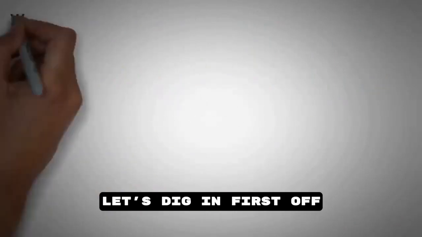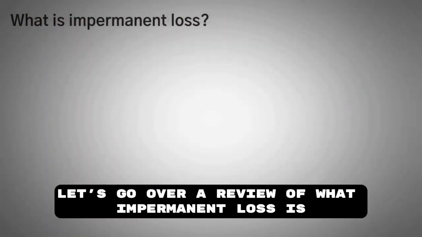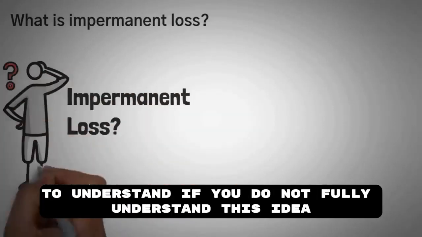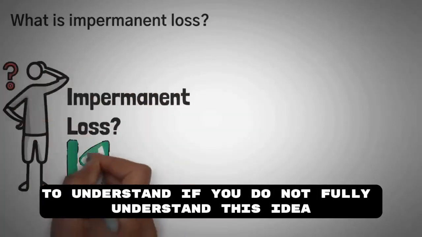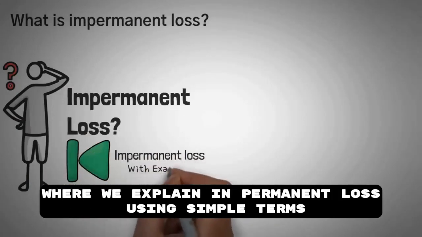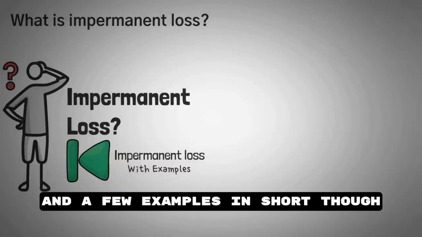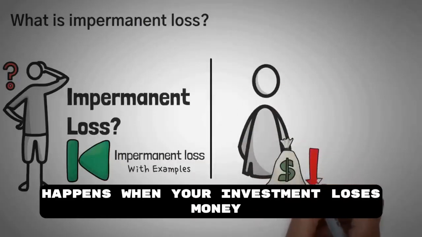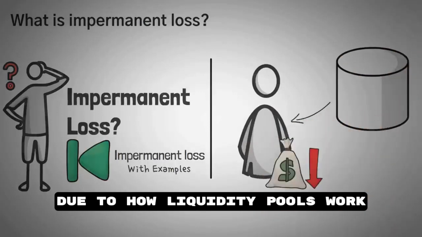Let's dig in. First off, if you're new here, let's go over a review of what impermanent loss is. Impermanent loss is a very difficult concept for beginners to understand. If you do not fully understand this idea, you definitely need to go watch our specific video where we explain impermanent loss using simple terms and a few examples. In short though, impermanent loss happens when your investment loses money due to how liquidity pools work.